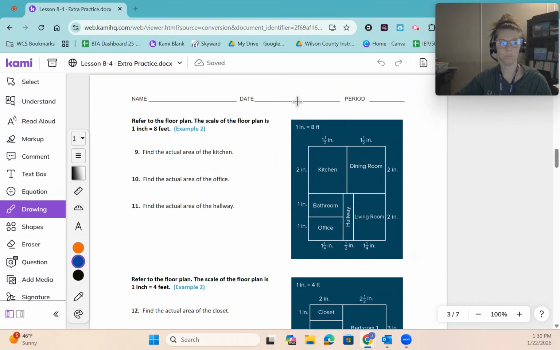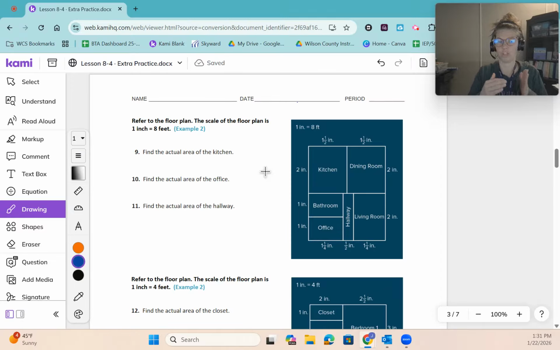Alrighty, y'all. Today we are talking about scale drawings. When something is drawn to scale, it means it creates a similar figure. When figures are similar, that means their angles all stay the same, but the side lengths will get bigger or smaller depending. And they have to get larger or smaller based on that same scale or the same ratio of length to width.